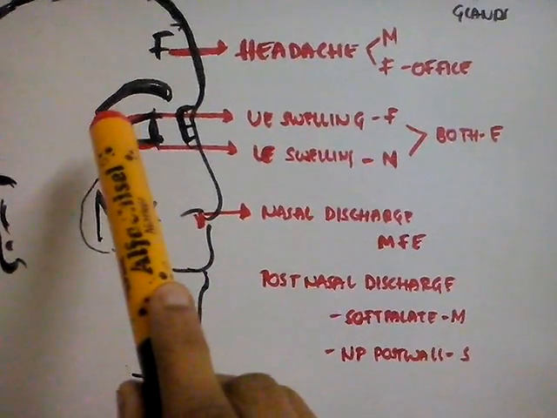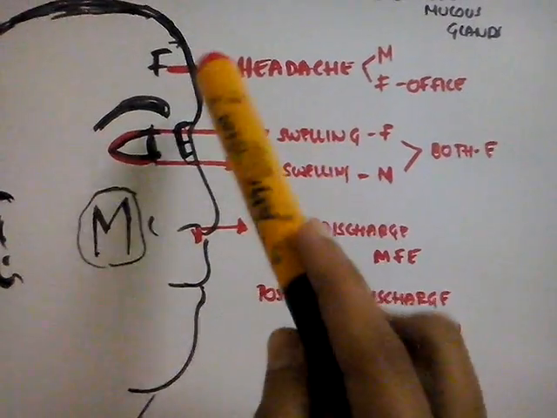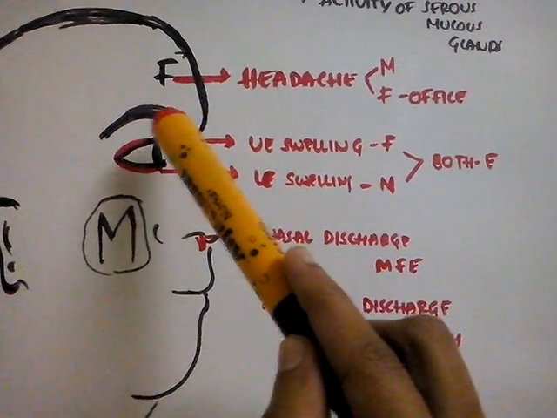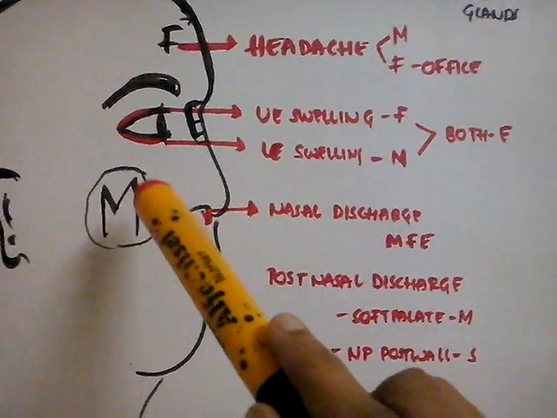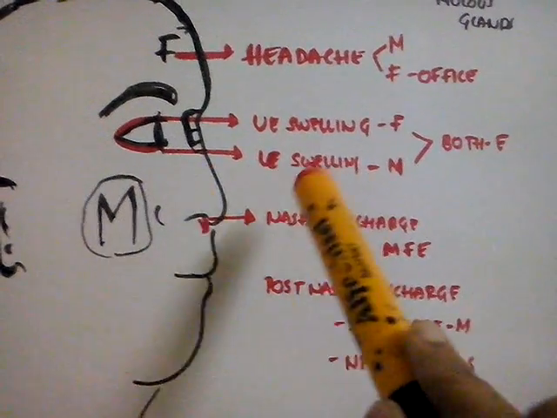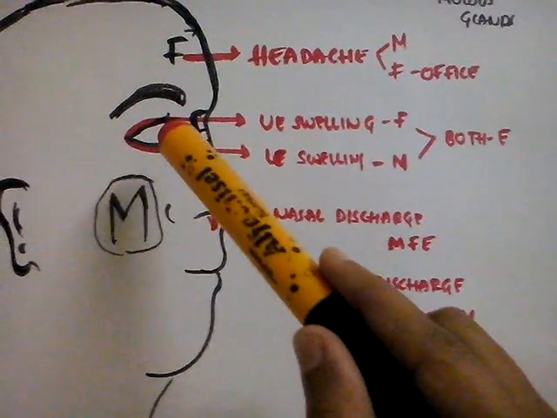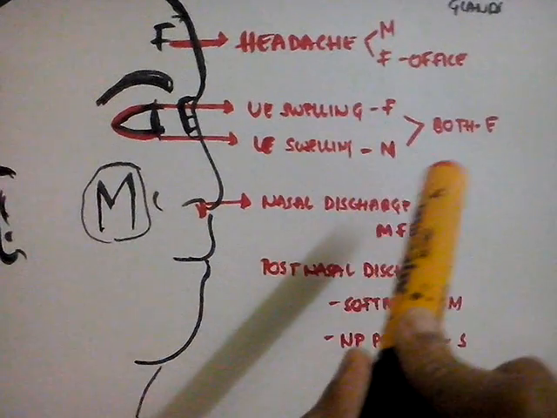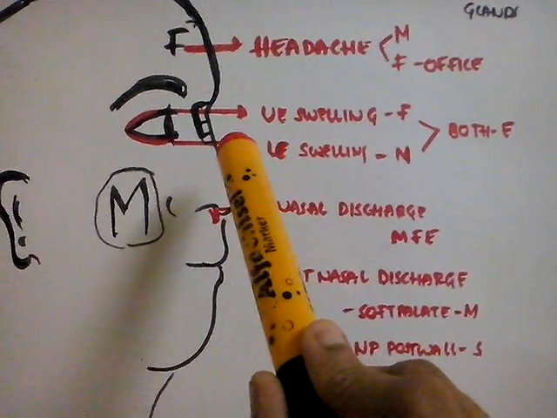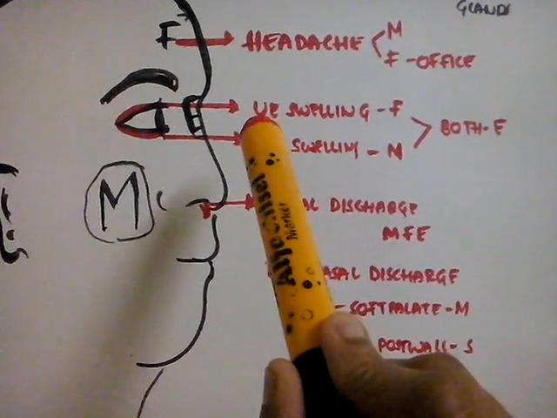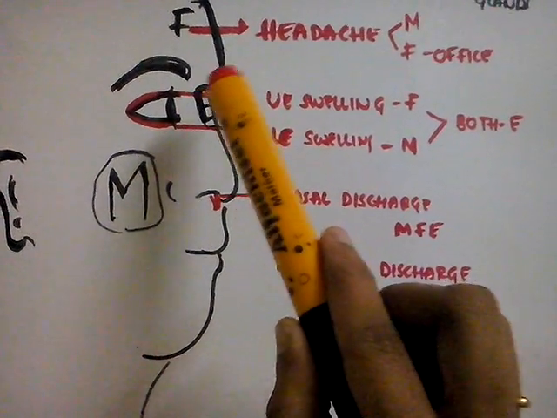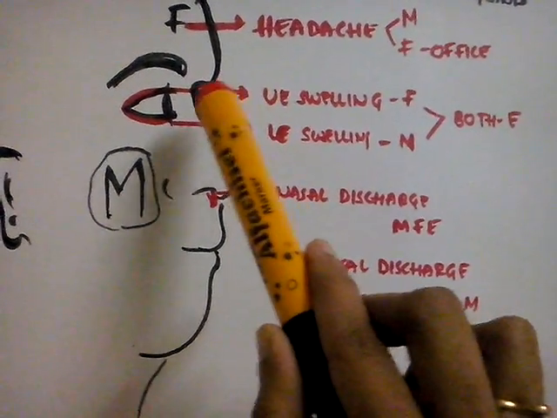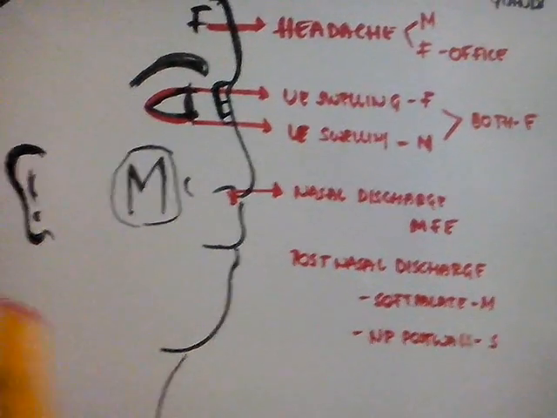And upper eyelid swelling is seen in frontal sinusitis, because the frontal sinus is related to the upper eyelid. Lower eyelid swelling is seen in maxillary sinusitis, because the maxillary sinus is related to the lower eyelid, and both eyelids are swollen in ethmoidal sinusitis. It is due to the ethmoid lying in the medial aspect of the eye.